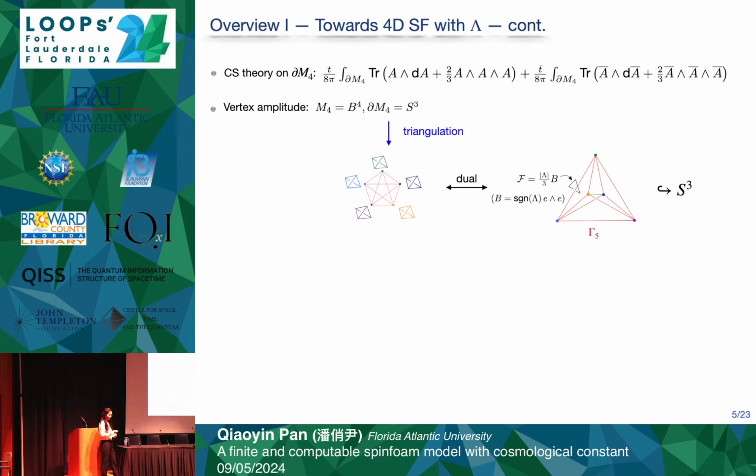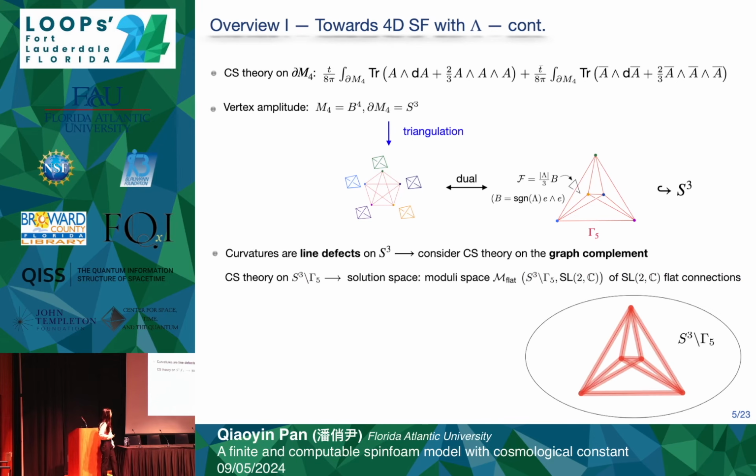And what we do is the following. We first embed this Gamma 5 graph into the three-sphere, and then we realize that the curvatures are just line defects on the three-sphere, because the curvature can have support on the links. This motivates us to consider the Chern-Simons theory on the graph complement. It means we first embed this Gamma 5 graph into the three-sphere and then remove it from the three-sphere, which is illustrated in this figure. Then we need to study the Chern-Simons theory on this graph complement.